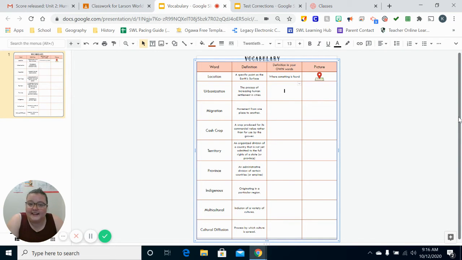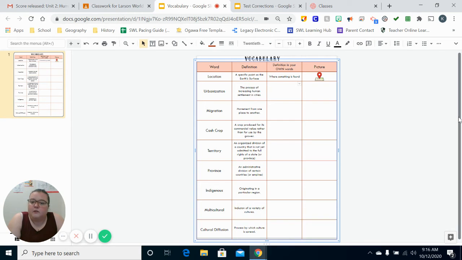This is just in case, because sometimes it helps to hear things out loud. We're going to talk about all of these words fairly often, quite a bit, when we get into Unit 3. That's why we're doing this, so you kind of know what's going on before we get to it, okay? So urbanization is the process of increasing human settlement in cities.